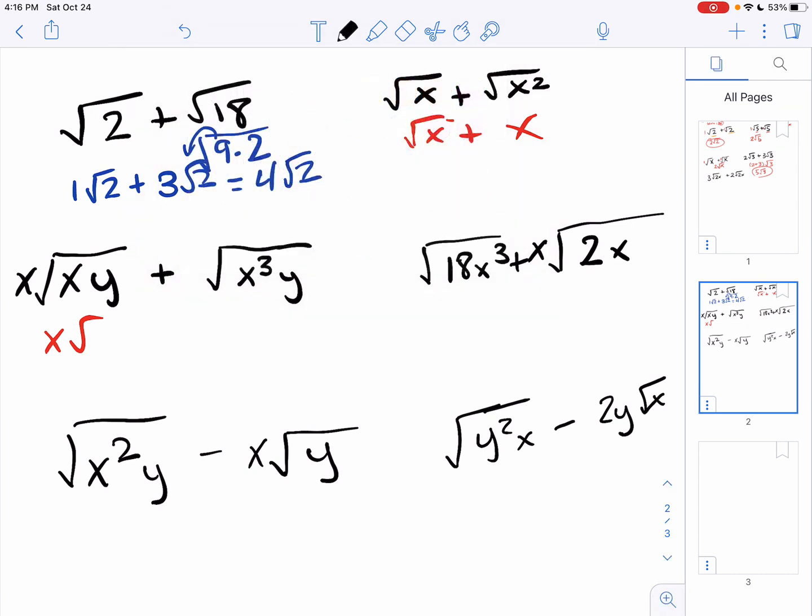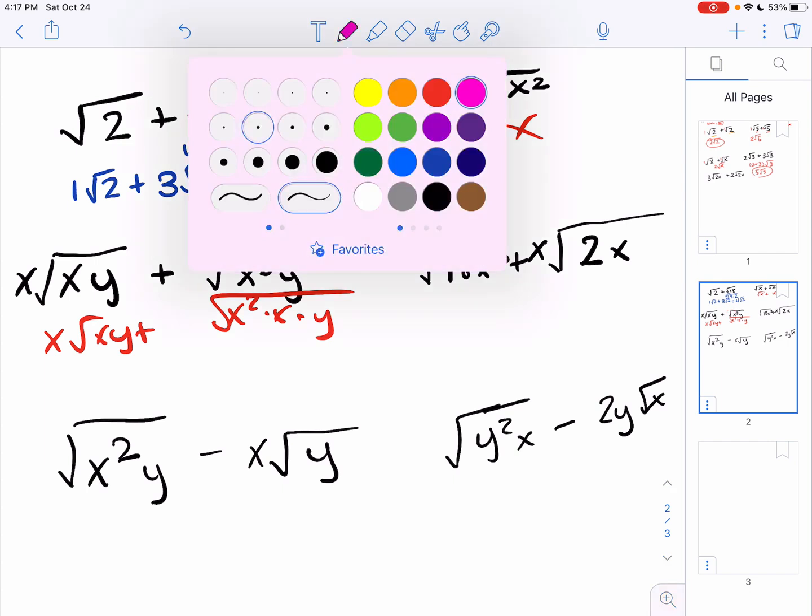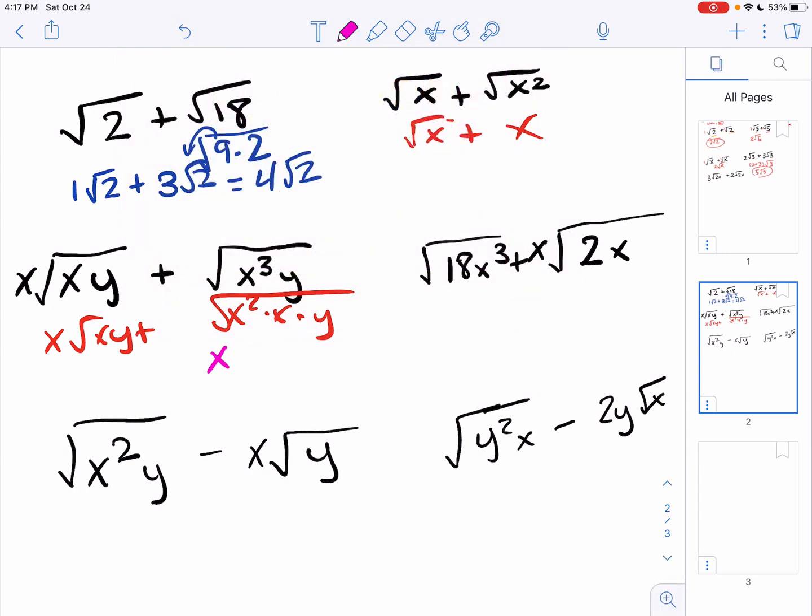Sorry about that. All right, so I have x radical xy plus, I can change this to x squared times x times y, which will allow me to then take x squared out as an x. So now what I'm left with inside my radical is xy.